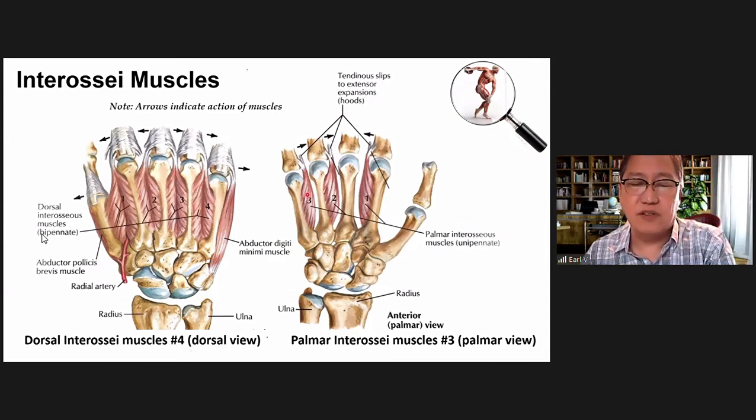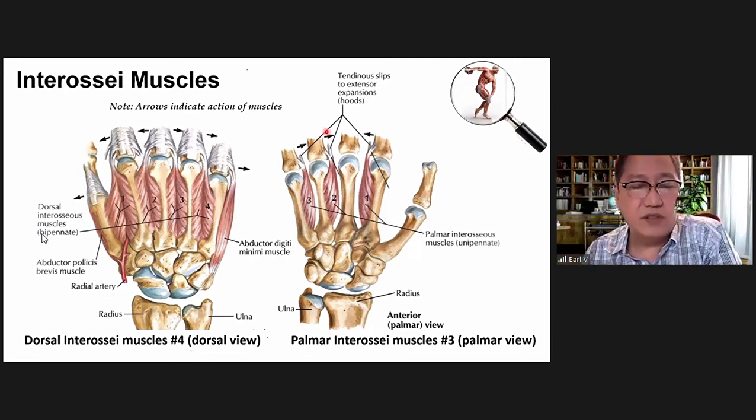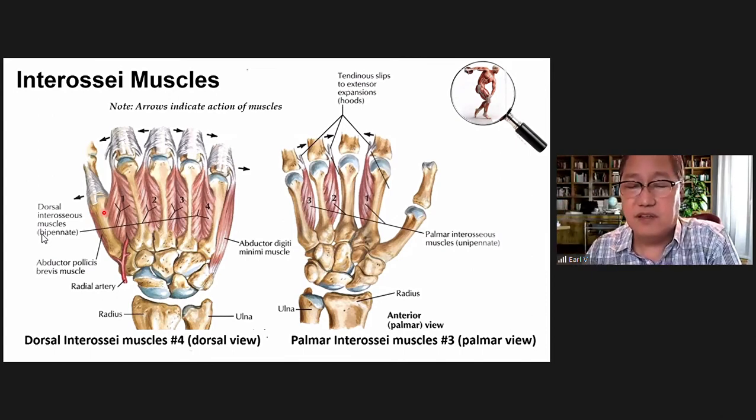It's towards the midline. Look, it's not bipennate, it's unipennate. And it attaches at the base of the proximal phalanx to adduct the fingers. So what muscle causes finger abduction? The dorsal interosseous muscle. What muscle causes adduction of the fingers? The palmar interosseous muscle. So DAB, PAD. Okay.